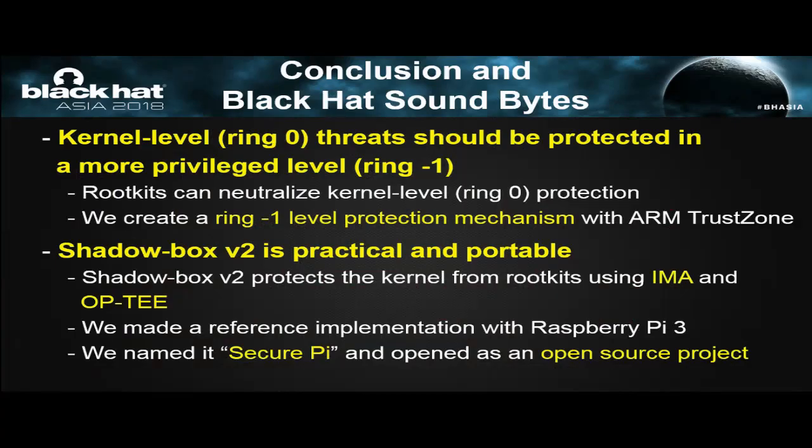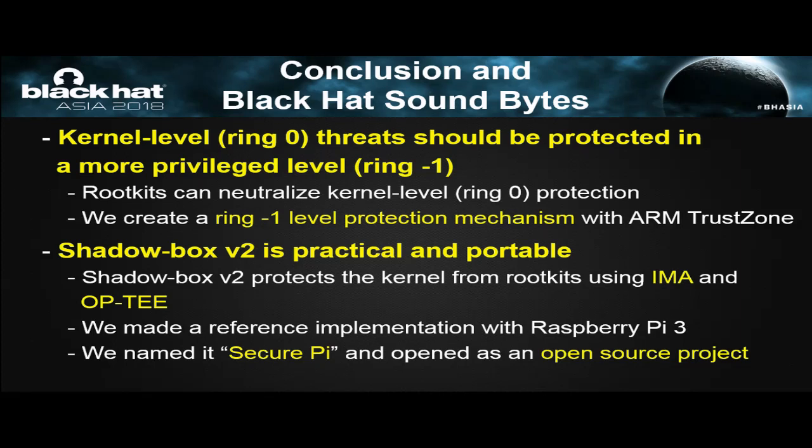Okay. Conclusion and takeaways. First, kernel level threats should be protected at a more privileged level. Rootkits can utilize the kernel level protection. We create a ring-1 level protection mechanism in ARM TrustZone.